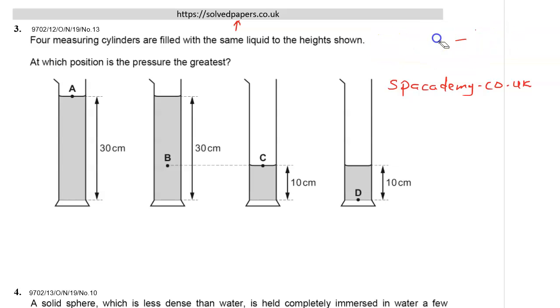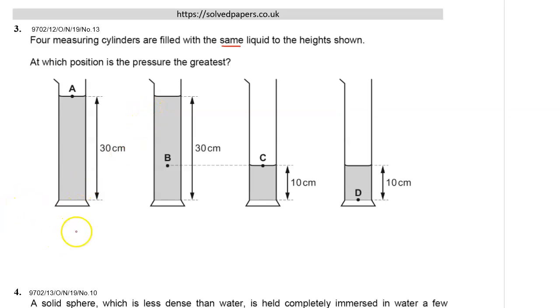All right, let's continue with question number 3. This question was from paper 1-2, and it was question number 13. 4 measuring cylinders are filled with the same liquid to the heights shown, to different heights. This is 30, 30, 10, and 10. At which position is the pressure greatest?